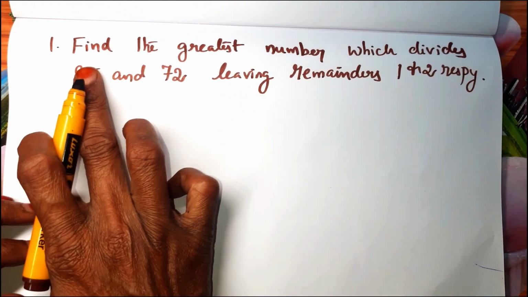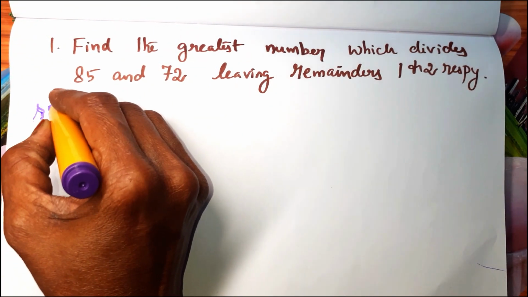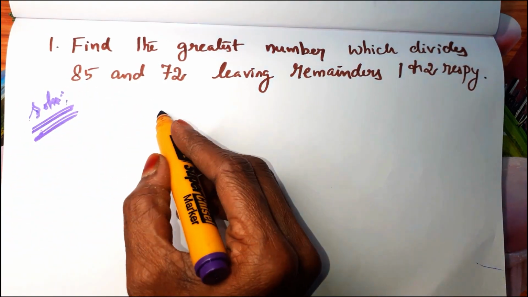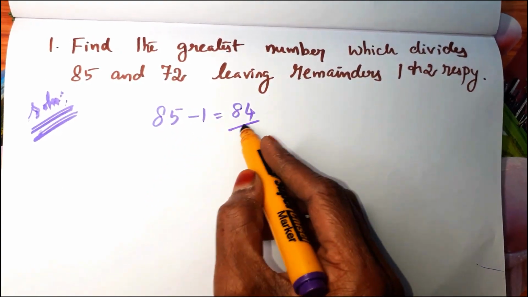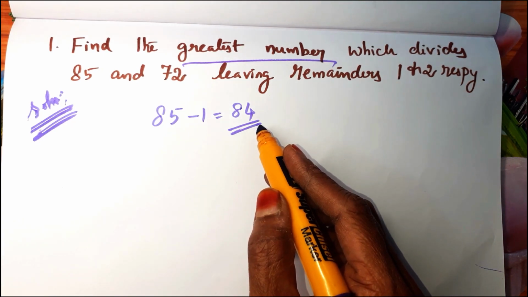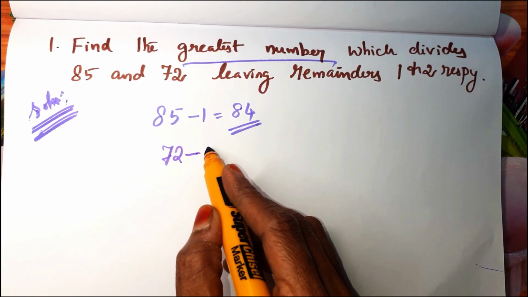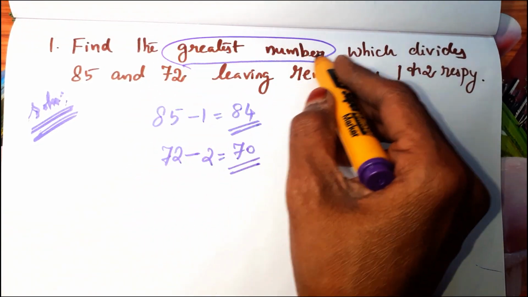The next problem is we are going to find the greatest number which divides 85 and 72, leaving remainders 1 and 2 respectively. So what they have given, if you divide 85, we are getting the remainder 1. When we subtract that remainder, that number will be exactly divided. So 85 minus 1 is 84. This 84 when we divide by the greatest number, exactly we can divide without any remainder. Similarly, 72 is having 2 remainder, so it is 70. 70 can be exactly divided by the greatest number.